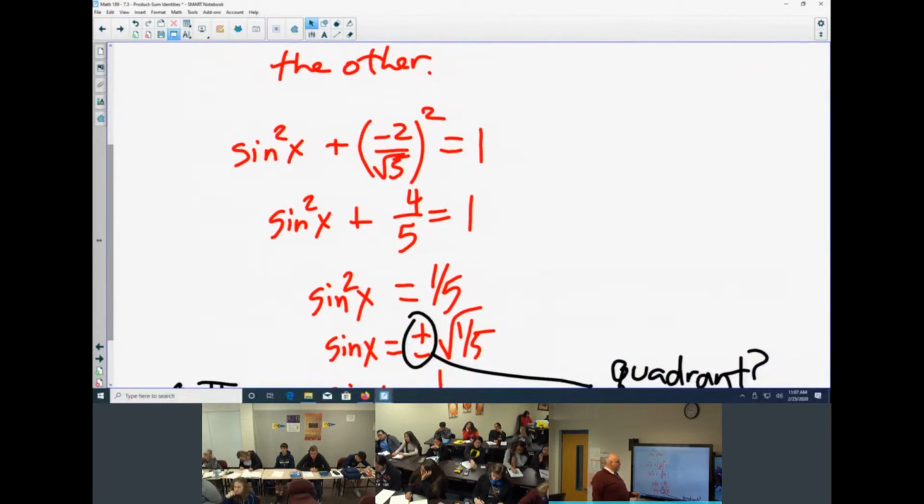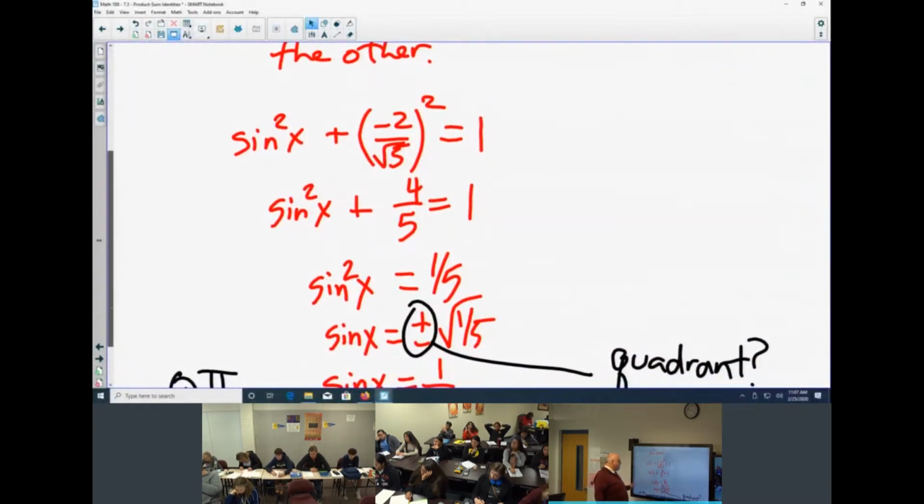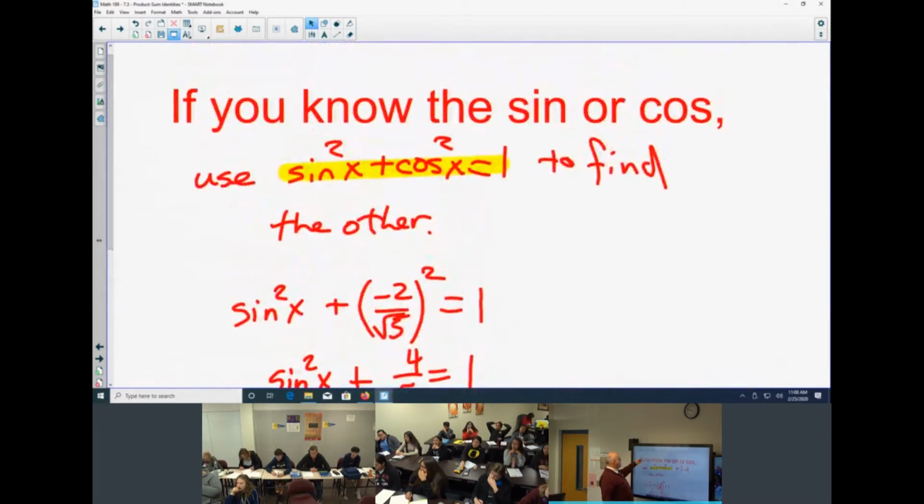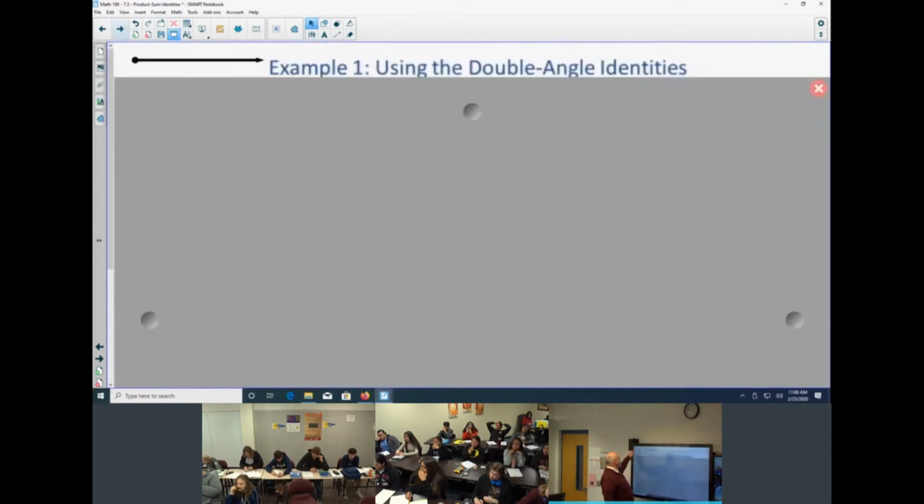Now, if we don't know, it's plus or minus when you take the square root. So hopefully, if it matters, we'll know what quadrant we're in. If we know what quadrant we're in, then we can know if the sign is positive or negative. We'll focus on that a little bit more, but I just want to tell you about this algebra trick that we're going to be using in this section, which is using the trig identity there.